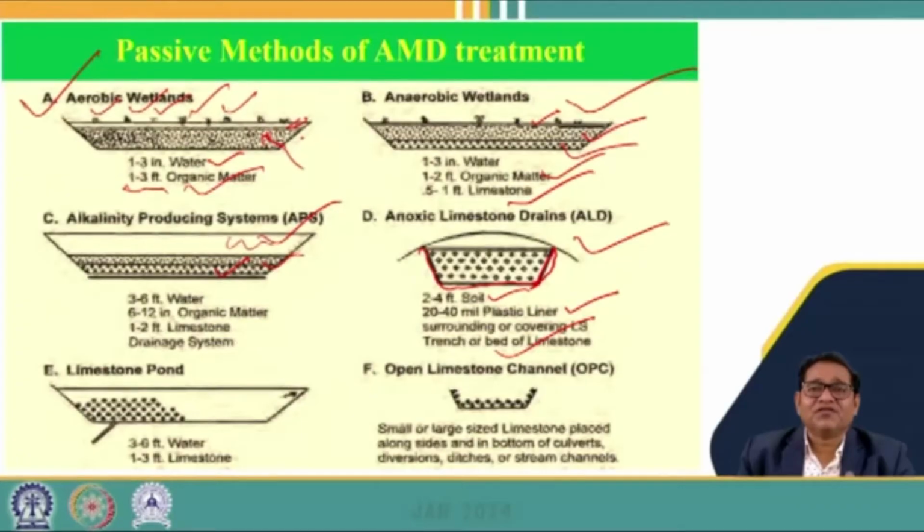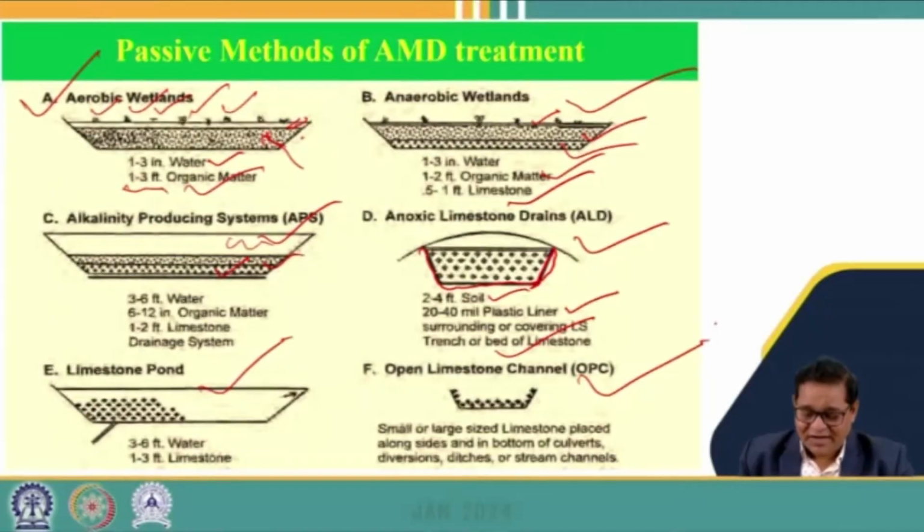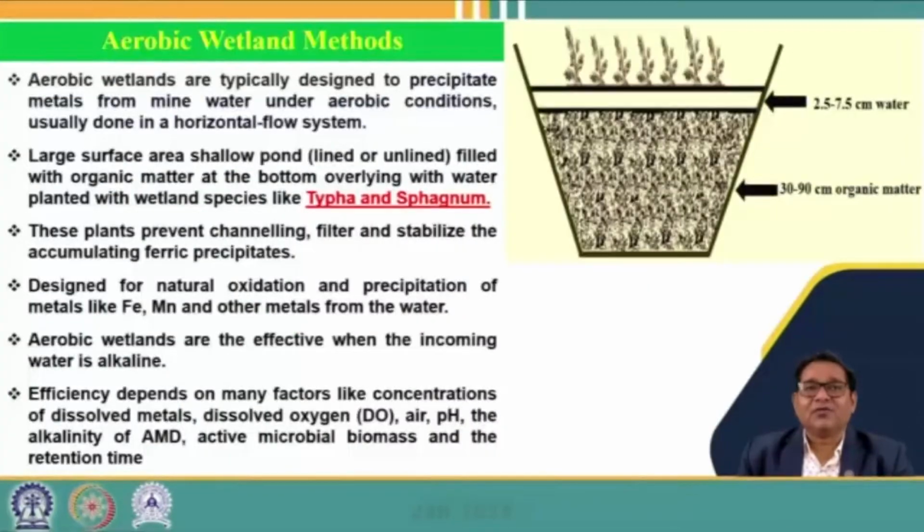So this trench is filled with limestone and water is allowed to flow through this drain, where the water gets neutralized, and under these anoxic conditions metals are precipitated and finally removed from the water. Similarly, there are limestone ponds and open limestone channels, which are mostly used as a neutralizing system for acid mine drainage.